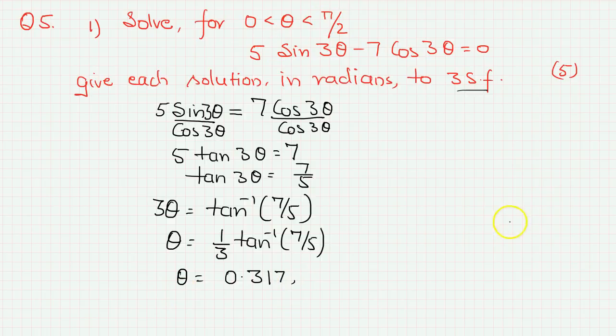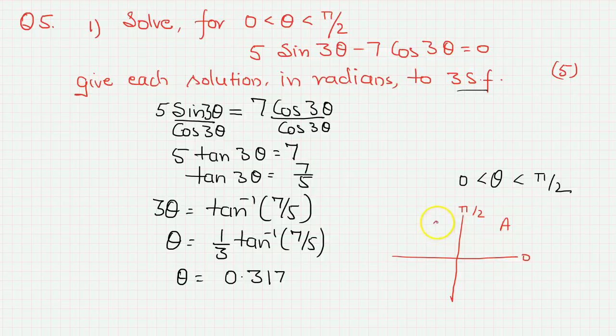Now our angle theta is 0 to pi over 2. So from 0 to pi over 2, that is the A S T C, because we have only this, so we have only one value, not any other value. So the theta will be 0.317 up to 3 significant figures.